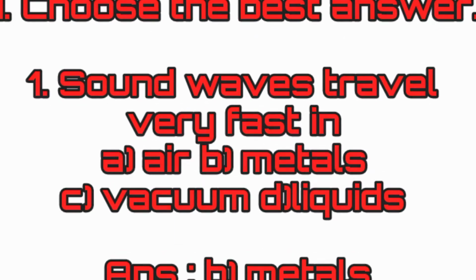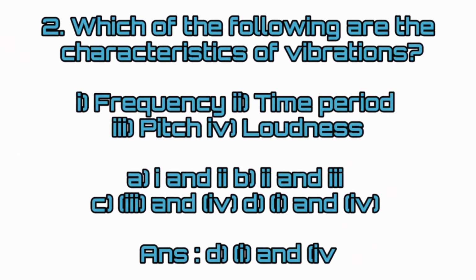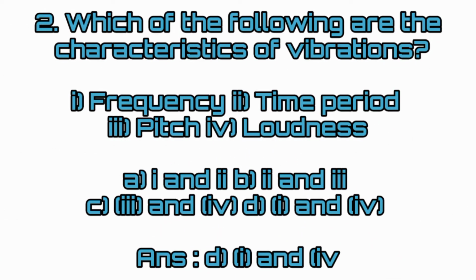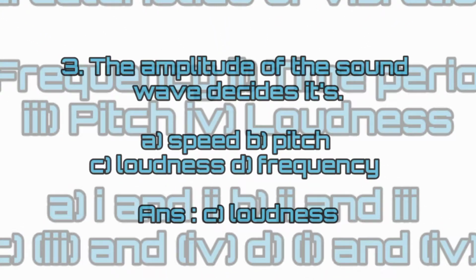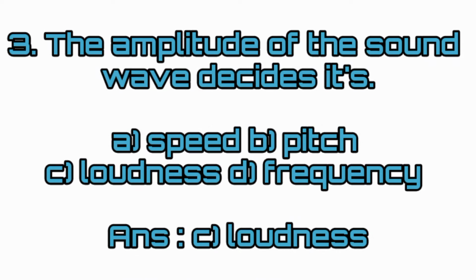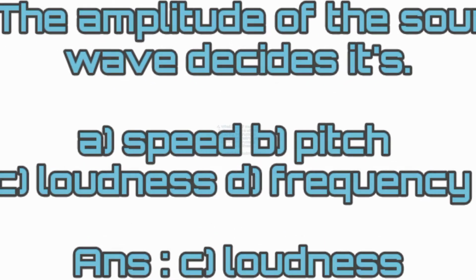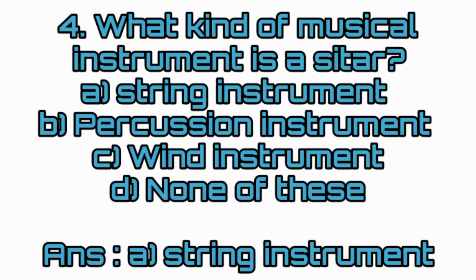Answer option B, metals. Which of the following are the characteristics of vibrations? Answer option D, 1 and 4. That is frequency and loudness. The amplitude of the sound wave decides its. Answer option C, loudness. What kind of musical instrument is a sitar? Answer option A, string instrument.